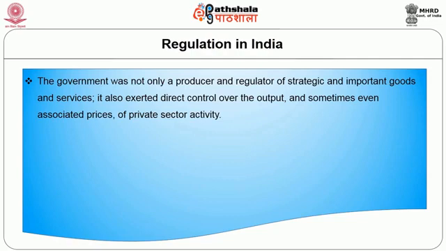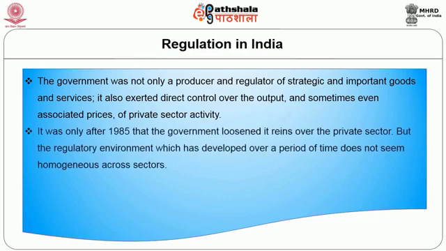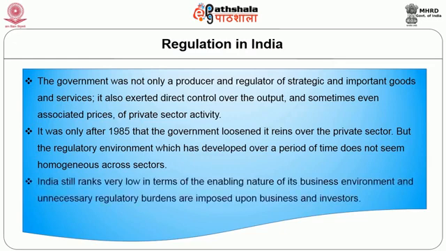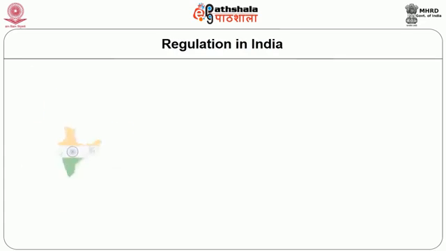Thus, the government was not only a producer and regulator of strategic and important goods and services, it also exerted direct control over the output and sometimes even associated prices of private sector activity. It was only after 1985 that the government loosened its reins over the private sector, but the regulatory environment which has developed over a period of time does not seem homogeneous across sectors. India still ranks very low in terms of the enabling nature of its business environment, and unnecessary regulatory burdens are imposed upon business and investors.